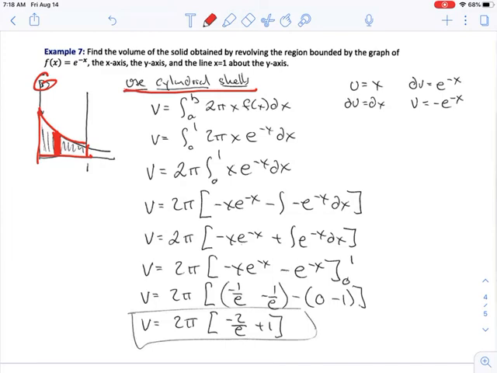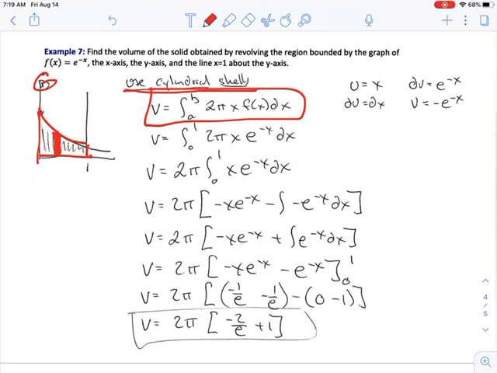Now you could do this by using the disk method. I'm not going to do it by the disk method, but I can show you how you might set it up. You can actually do many volume problems 2 different ways, using the disk and washer or using cylindrical shells. So remember the formula for cylindrical shells. Volume is equal to the integral from a to b of 2 pi x f of x, where x refers to the distance that the rectangle is from the axis of rotation, and f of x is the height of the rectangle.